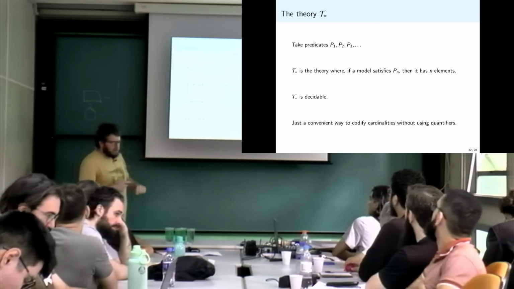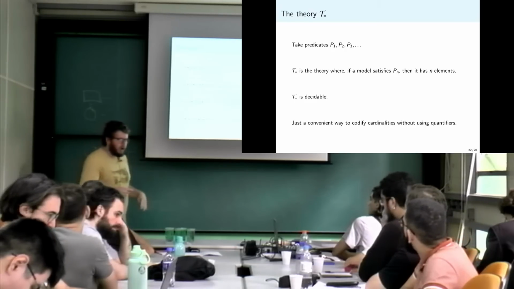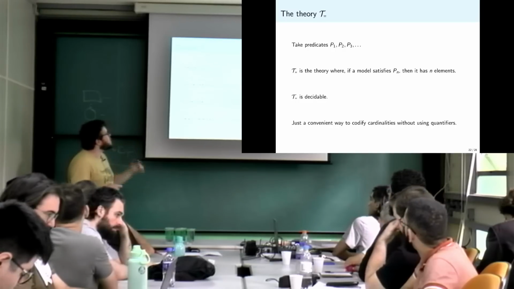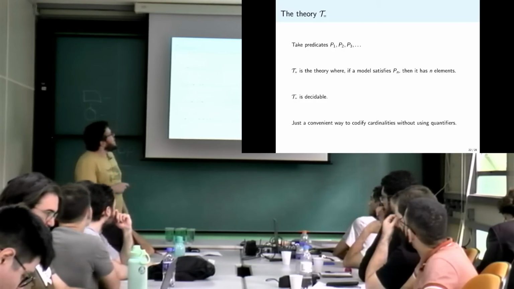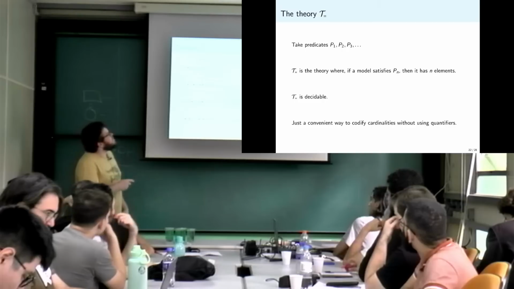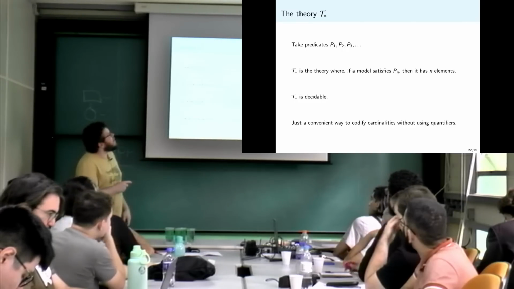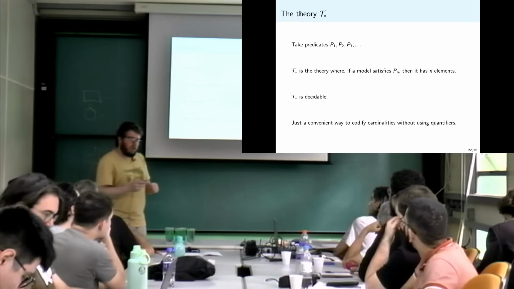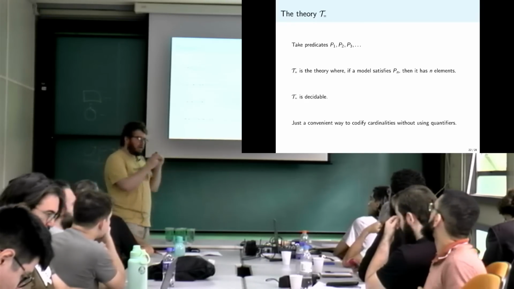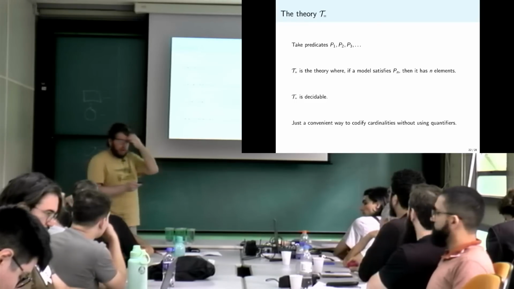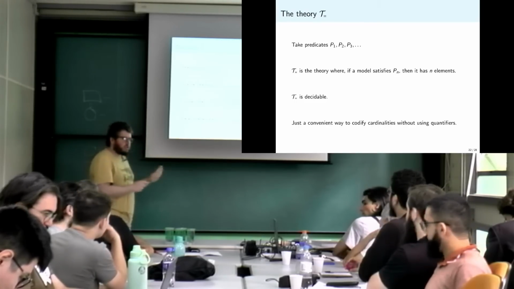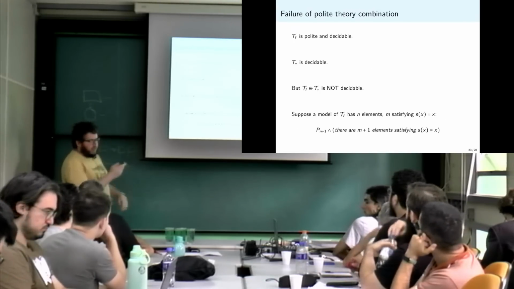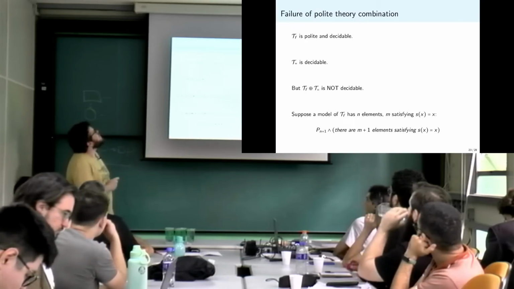This theory is decidable. It's easy to see why. You just need to look at conjunctions of literals. Easy stuff. And you notice that these PNs are just a convenient way to codify the cardinalities of a model. So if you have PN, you know how many elements you have without having to resort to quantifiers. And then we have a recipe for disaster.